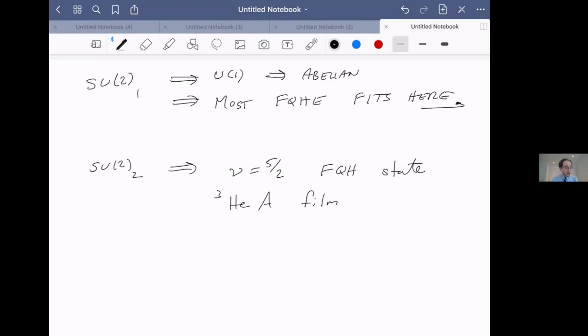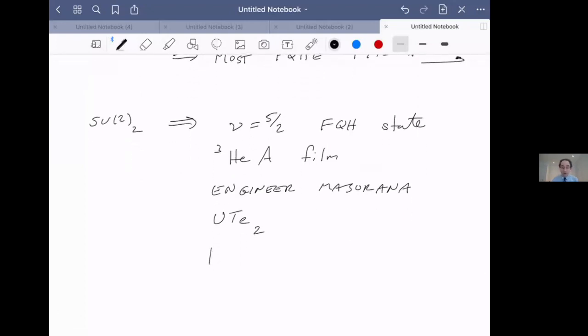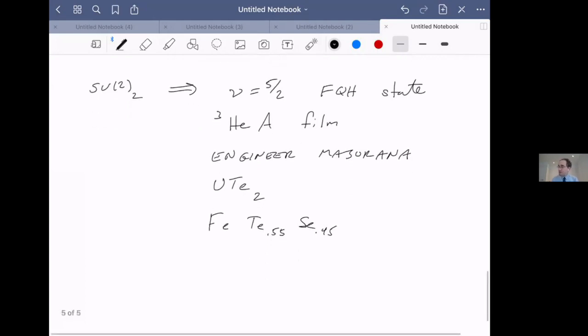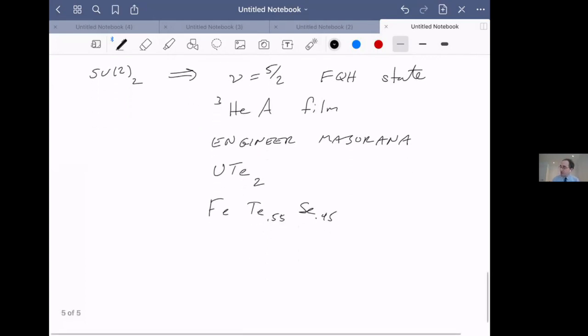There's a large number of engineered things. Anytime you hear people say that they're trying to engineer Majoranas, these are all essentially SU2 level 2 class. There's a number of materials that people are excited about now. Uranium tellurium-2 is a new one people are excited about. Iron tellurium 0.55, selenium 0.45, another compound people are excited about that they believe is in this class. I used to list strontium ruthenate in this for a very long time. People thought this was in this class, but now the newest experimental evidence seems to say it's not.